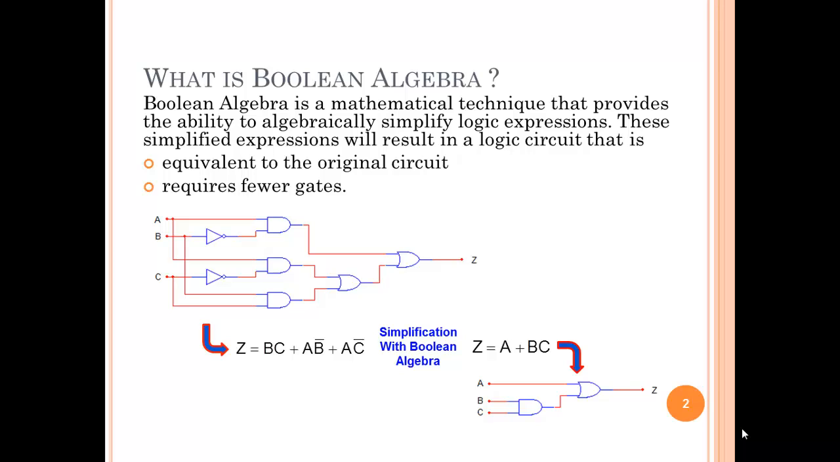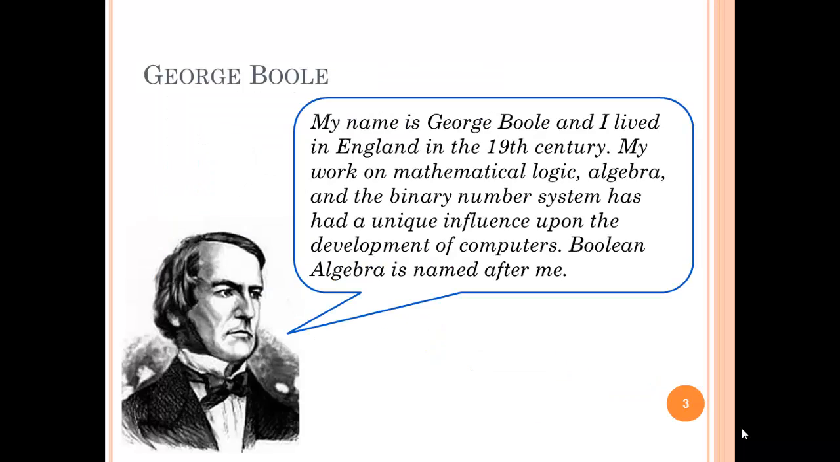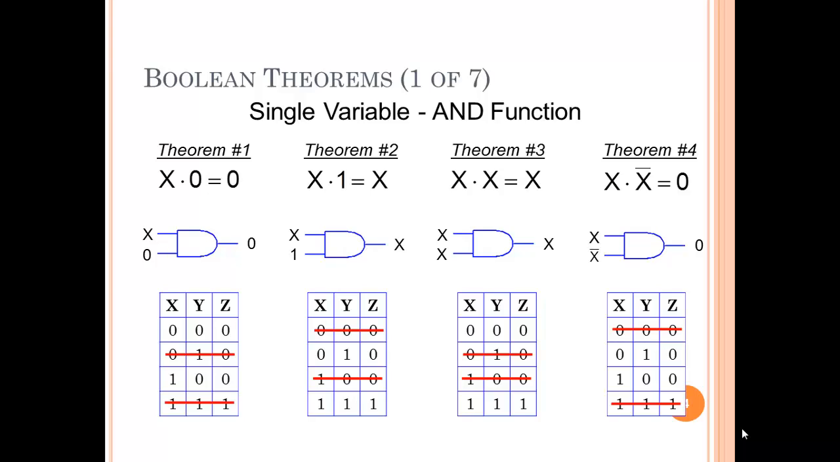And here you see a picture of a simplified Boolean circuit and the expression you started with and what you ended up with. So George Boole was the man who first came up with the rules, and he worked with mathematical logic, algebra, binary number system, okay? And so he's had a very unique and specific influence on the development of computers and computing equipment. So let's look at some of the theorems, all right?